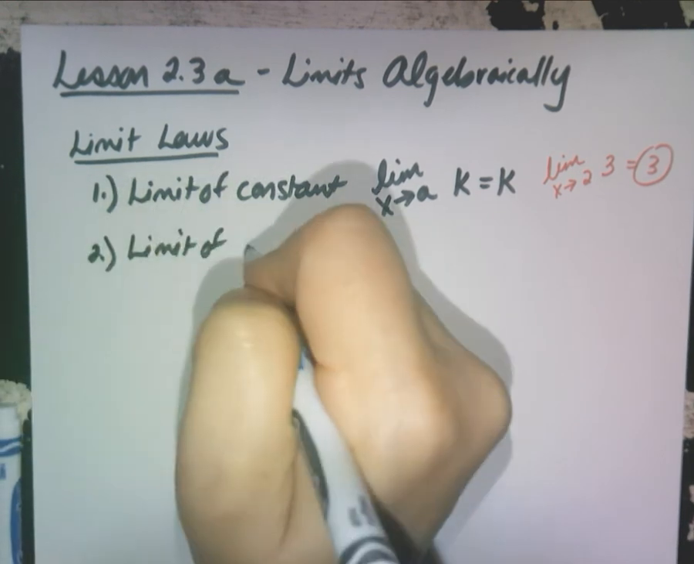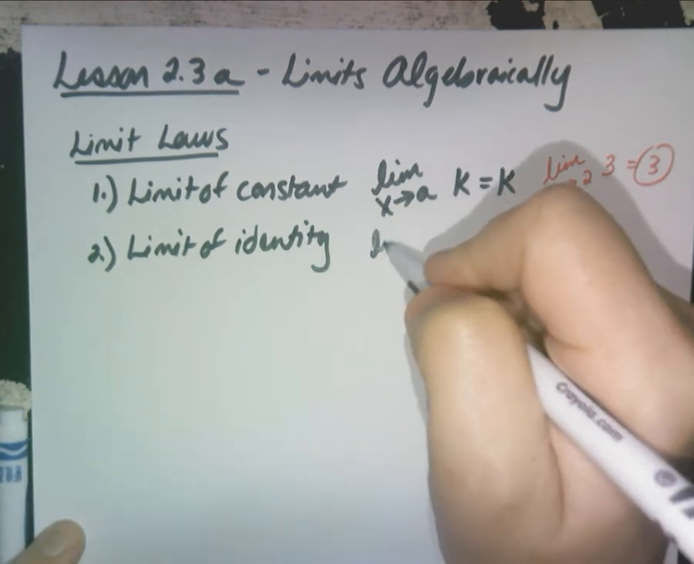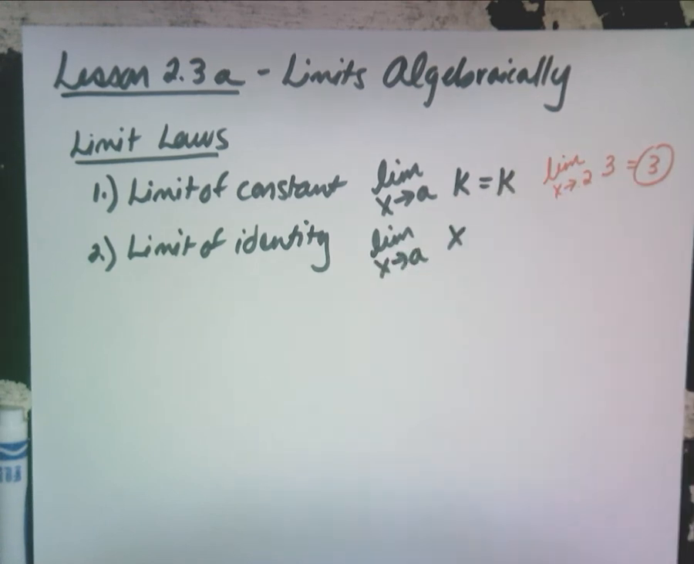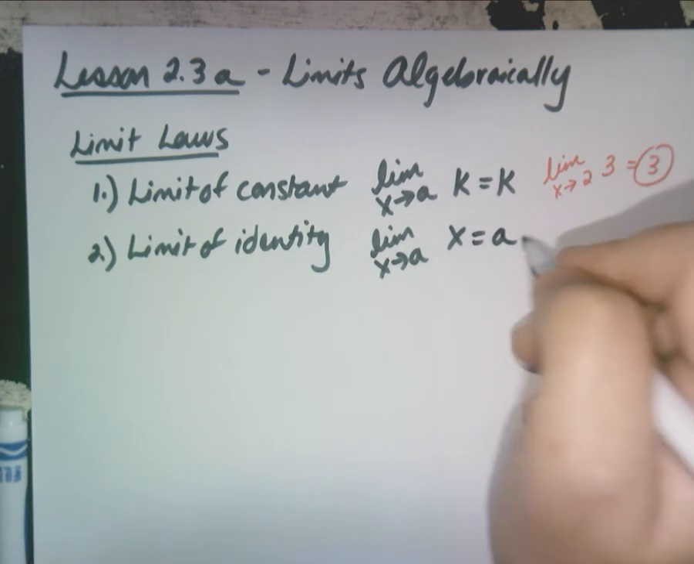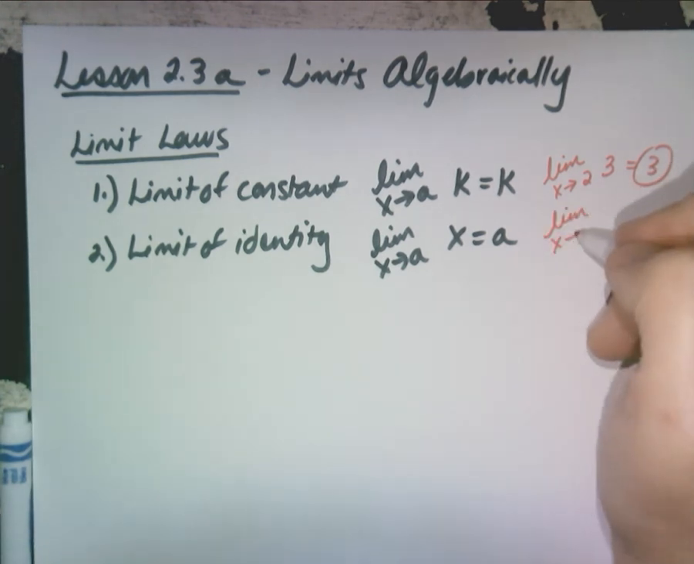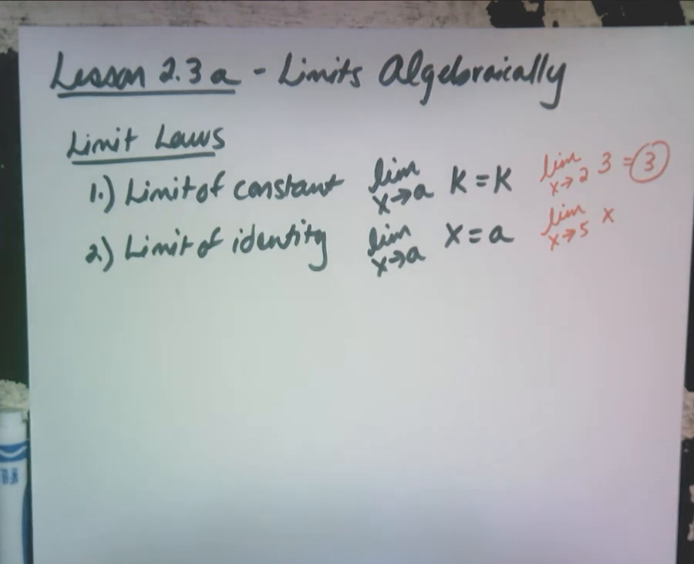Limit of the identity function, which looks like this, the limit as x approaches a of x. X is always your identity function. And that answer is a. So let me give you an example of that one. The limit as x approaches, I don't know, 5 of x. Again, the identity function, remember, is that line that goes right through the graph. So as you approach 5, it's going to be 5 on that line.